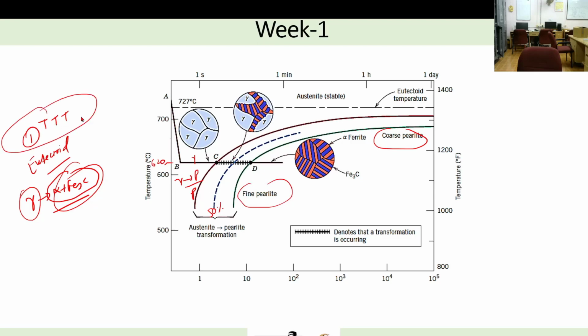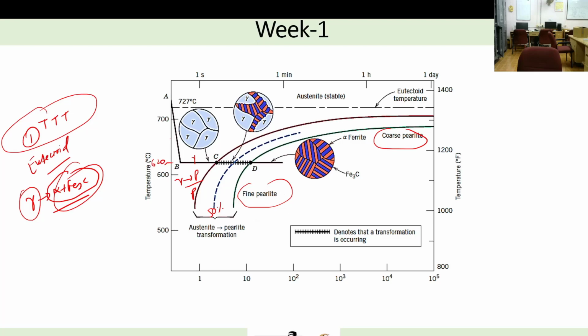But the drawback of this diagram is that in actual practice we do not hold it. Let's say you are doing welding, you welded it and you just stop welding, and then what will happen? It will cool continuously. But here it is held isothermally. So this is not a much commercially applicable diagram.